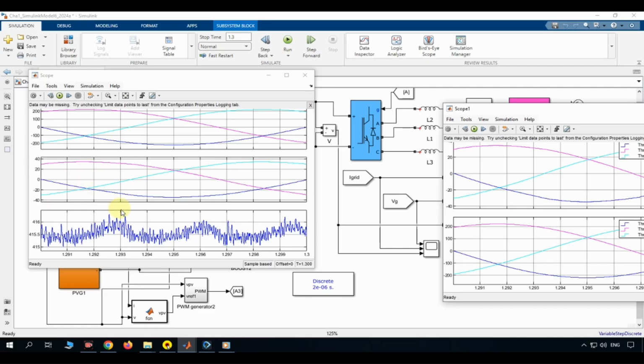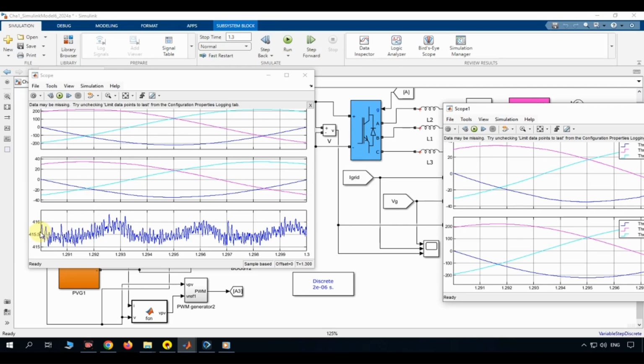The third graph represents the DC link voltage. We can see that the DC link voltage is regulated around 415 volts with only a very small ripple. This is exactly the expected behavior. The DC link capacitor stores energy and smooths the voltage, while the voltage-oriented controller continuously regulates the power exchanged between the photovoltaic array and the grid.